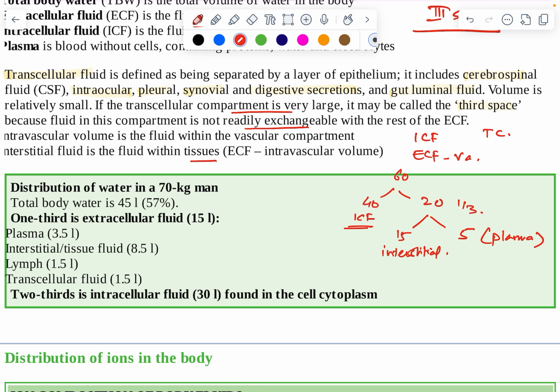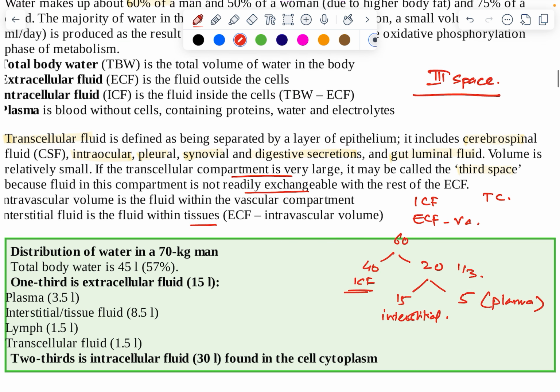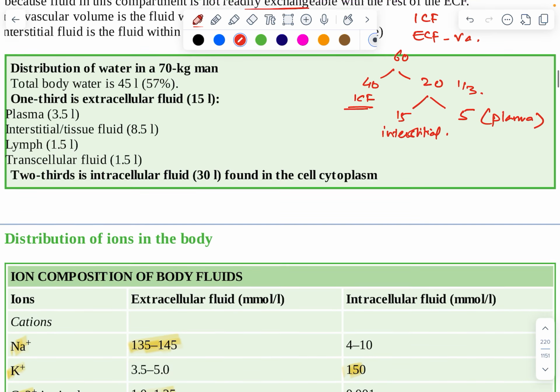Of the total body water, two thirds is intracellular fluid found in the cytoplasm. Extracellular fluid and intracellular fluid are the two important things. And third space is when the transcellular compartment volume is very large. It may be third space fluid because the component is not exchangeable with the extracellular fluid.